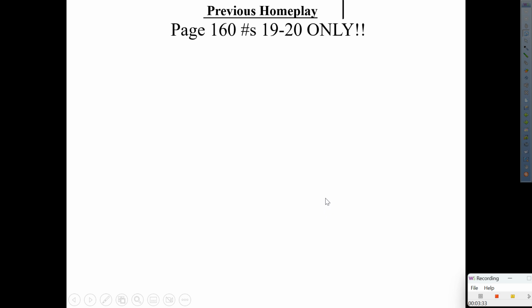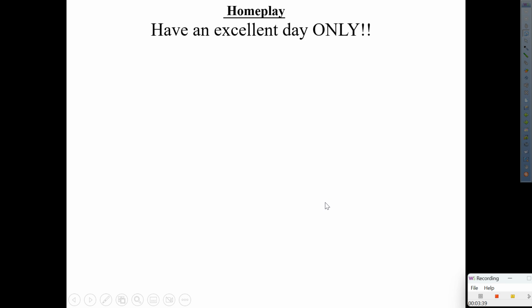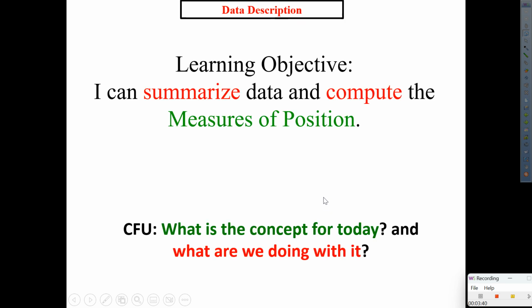Anyways, so last night's home play, I still haven't put that on campus. I'll do that by the end of the day. Make sure you submit that in the afternoon, okay? All right. So get your Cornell note ready. I can summarize data and compute measures of position. We're continuing on. You don't need a fair model. You don't need a Venn diagram today. Like I said, it's going to be a mini lesson.